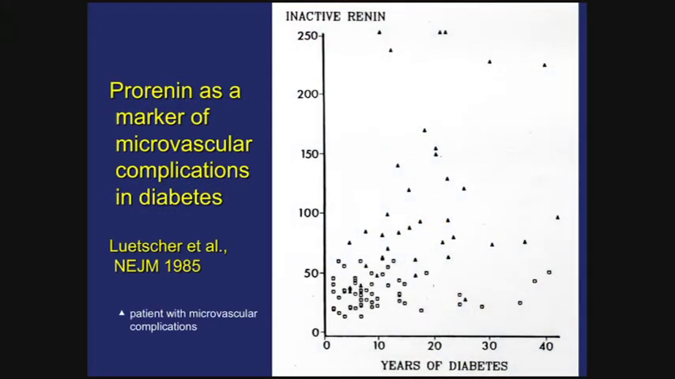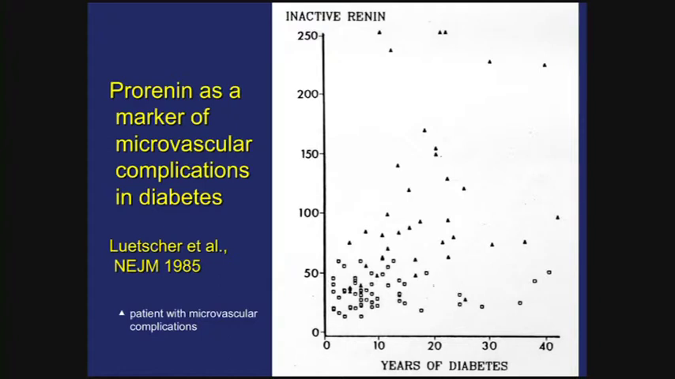Now, a very famous observation I would like to quote here was made just when pro-renin had initially been discovered. This is a paper by Lütscher, which was published in the New England Journal of Medicine. When pro-renin was discovered and people could measure it, they of course looked at pro-renin levels in various patient groups. In this case, it was patients with diabetes. A subdivision was made in the patients who had the well-known microvascular complications, nephropathy, retinopathy, and those who did not have that. And here you see the number of years of diabetes.